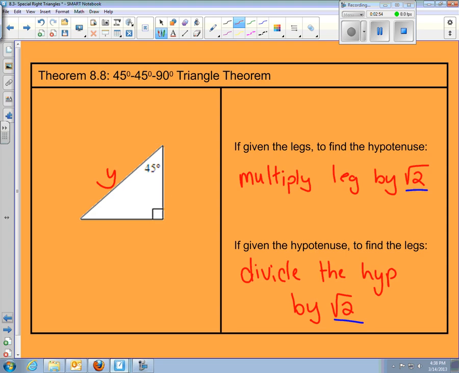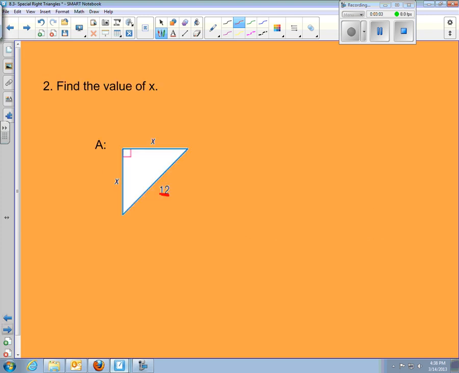So flip back and look at your notes. If given the hypotenuse to find the legs, we're going to use this rule right here: divide the hypotenuse by the square root of 2. So we're going to take 12 and divide it by the square root of 2. It's an okay answer, but I really don't like it. Why don't I like it? Well, there's that square root in the bottom. We can't have that square root in the bottom.